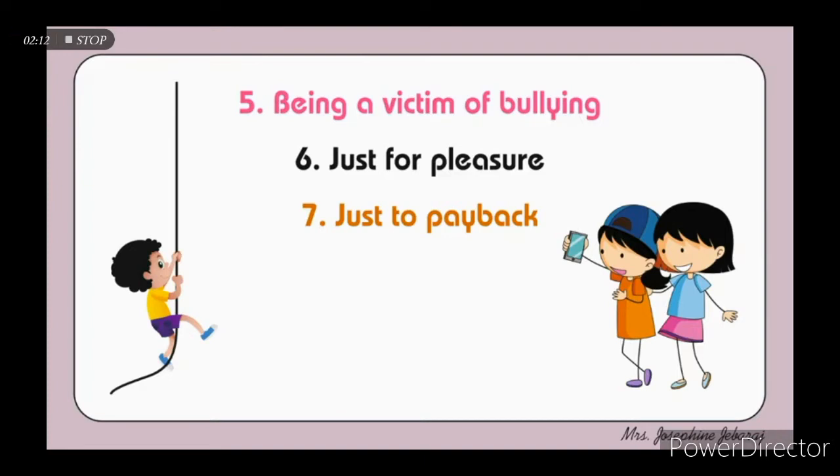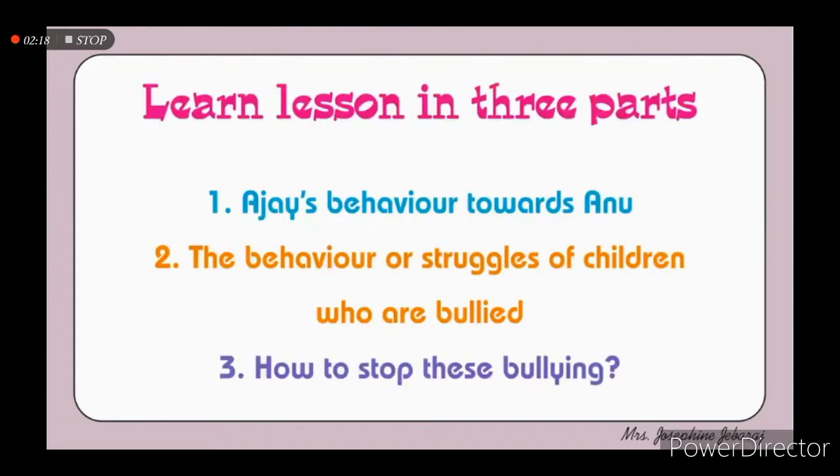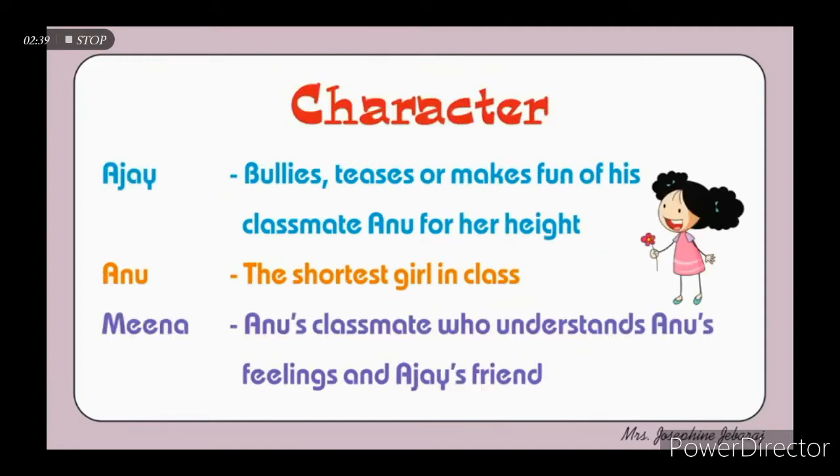Yes, dear students, we have so far read what bullying is and why they do it. Now let's move on to the lesson and learn this in 3 parts. Number 1, Ajay's behavior towards Anu. Number 2, the behavior or struggles of children who are affected or bullied. Number 3, how to stop this bullying. Starting with point number 1, Ajay's behavior towards Anu.